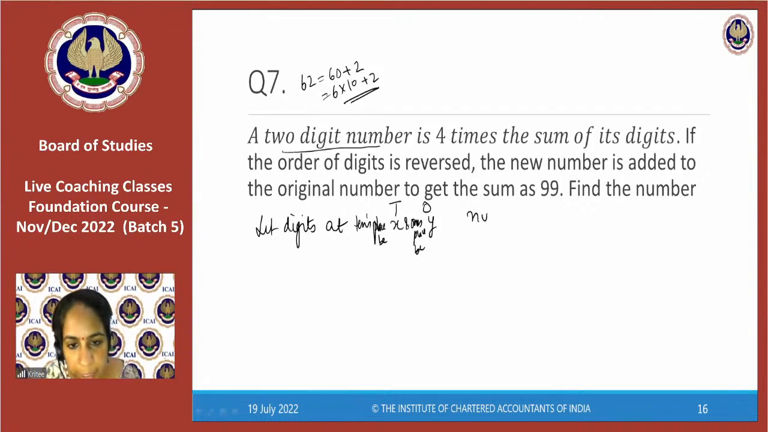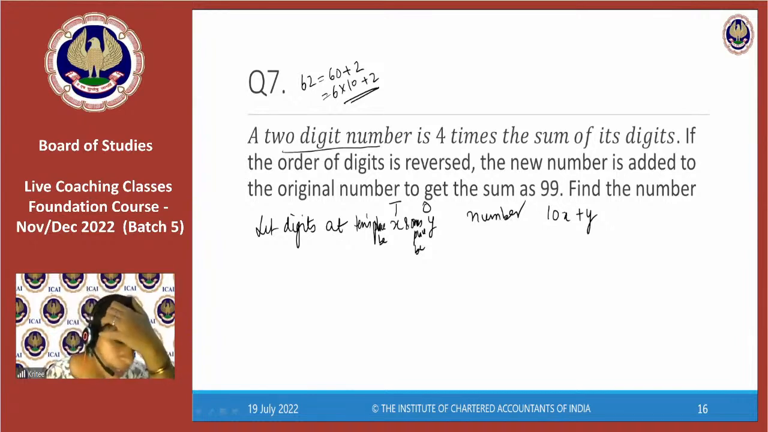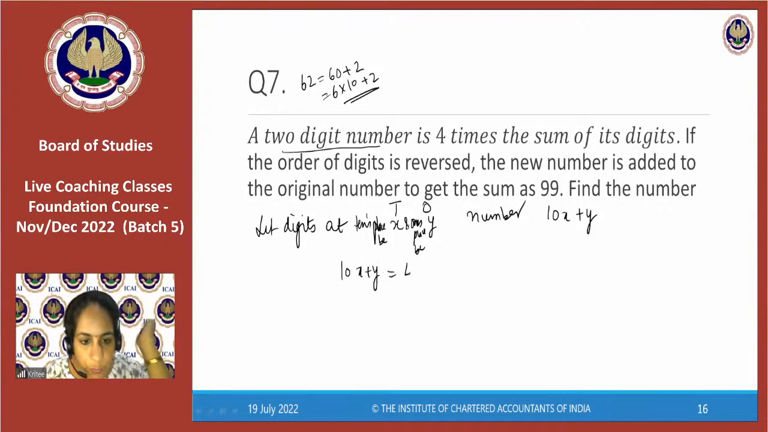So what would be my number then? On the same pattern, my number would be 10x plus y. Okay. So a 2-digit number is 4 times the sum of its digits. This number is 4 times, if only the digits are added, the sum of the digits.